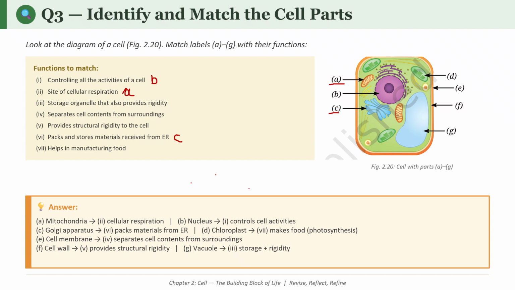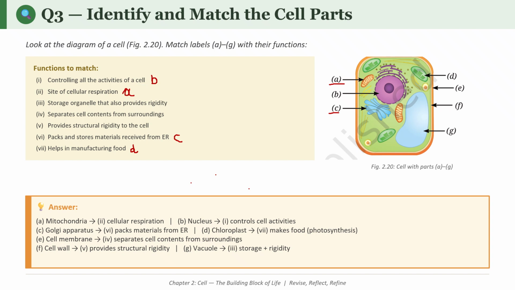And D. D, are you able to spot it? Can you see the stroma? Yes, the thylakoids, everything. So this is the chloroplast. So chloroplast, photosynthesis. Where is photosynthesis? Is food production. Yes, it helps in manufacturing food. So this is the one that helps in manufacturing food.